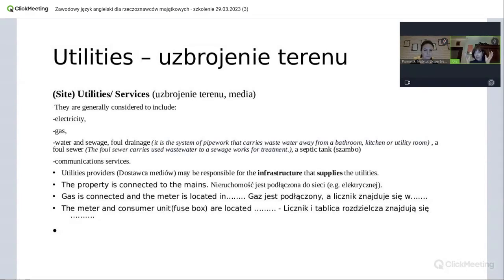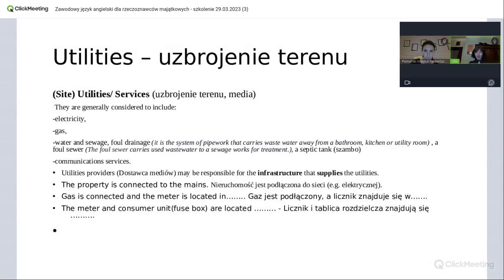The mains, it is sieć. And sometimes you have to explain exactly what thing you are talking about, yes? Gas is connected and the meter, licznik, is located in, or the meter. And now, you know, it's like this.